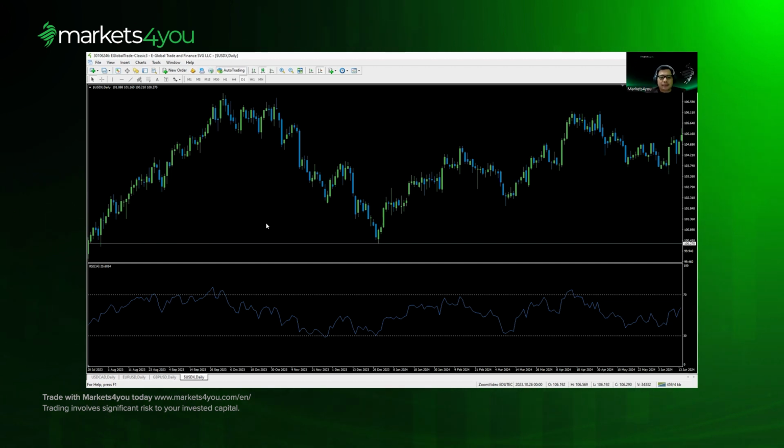Bullish divergence happens when the price forms lower lows, but the RSI forms higher lows. This suggests that selling pressure is weakening and a bullish reversal may be imminent. Conversely, bearish divergence occurs when the price forms higher highs, but the RSI forms lower highs.